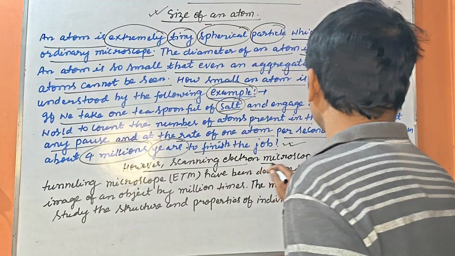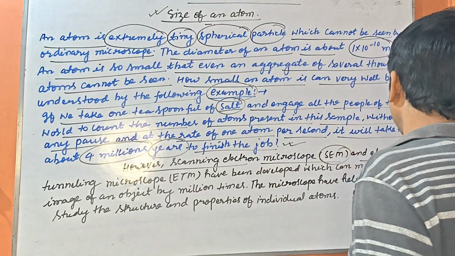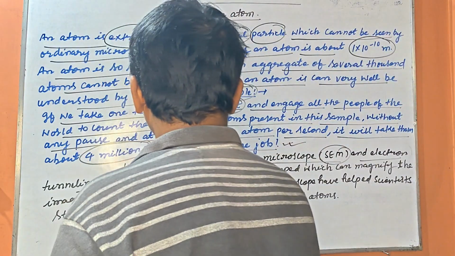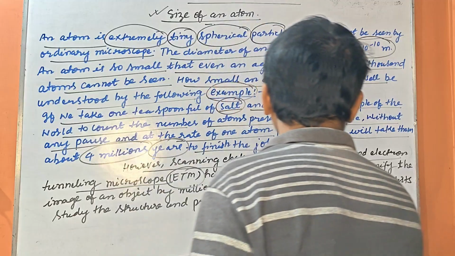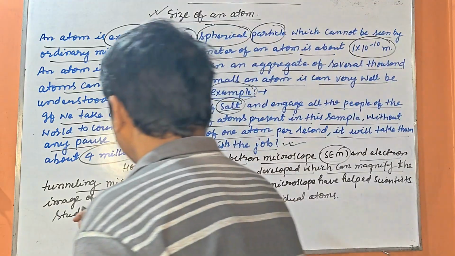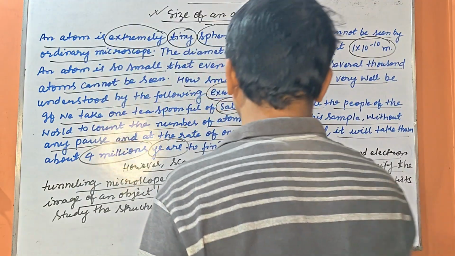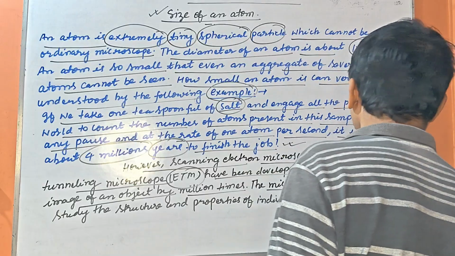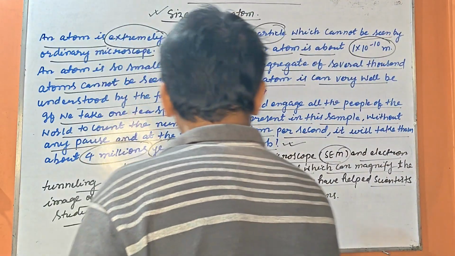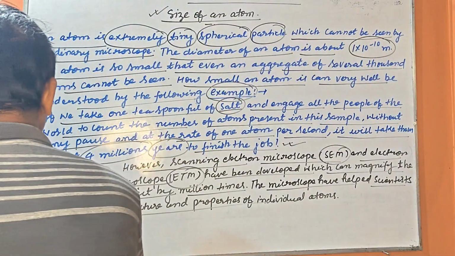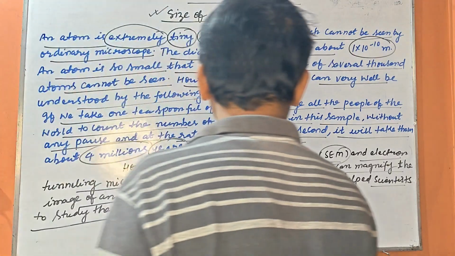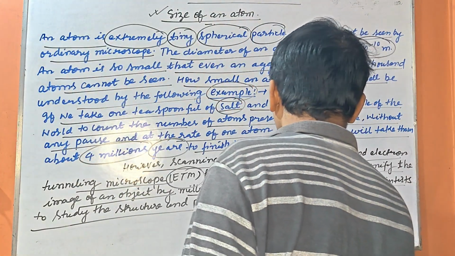However, the scanning electron microscope SEM and electron tunneling microscope ETM have been developed, which can magnify the image of an object by million times. The microscopes have helped scientists to study the structure and properties of individual atoms.